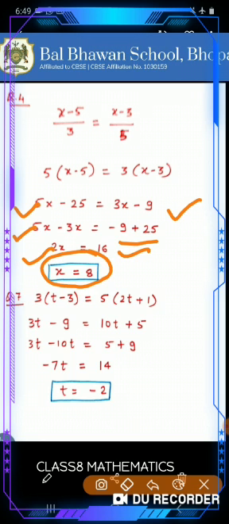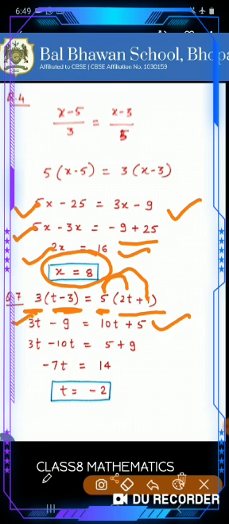Now question number 7. In question number 7 you can see that 3 is multiplied with (t minus 3), and on the right hand side 5 is multiplied with (2t plus 1). So here this 3 will be multiplied with the first t and then with minus 3. Then on the right hand side, 5 with 2t and then 5 with plus 1. So like this, after multiplication we are getting 3t minus 9 is equal to 10t plus 5.